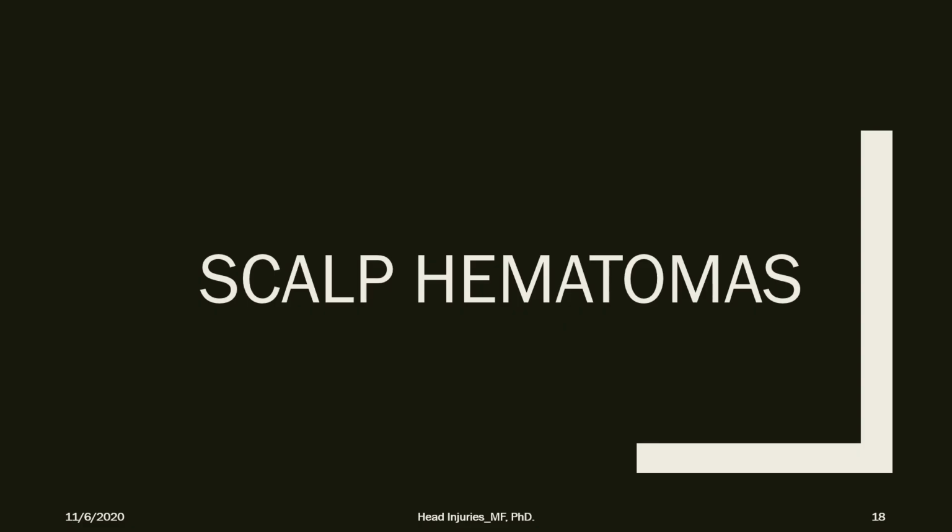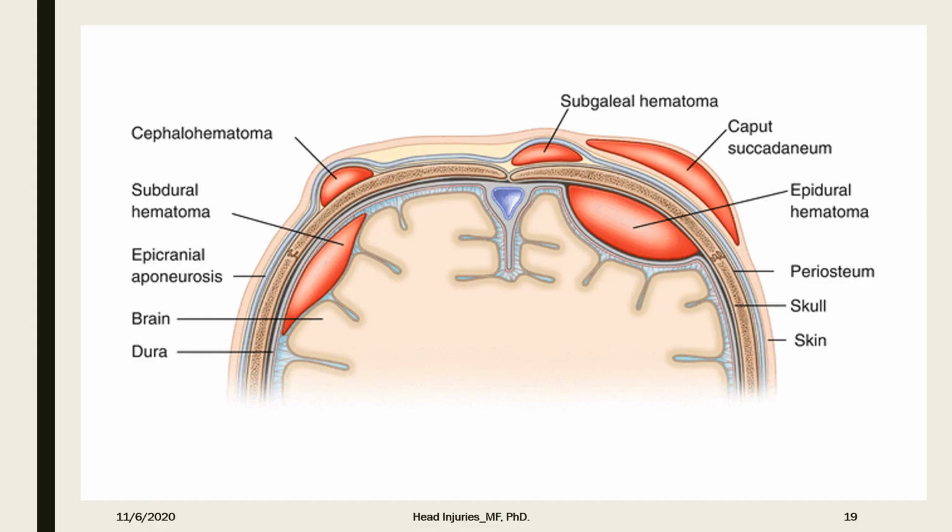Now we will be discussing different types of scalp hematoma. Sometimes the injury is so severe that it causes a collection of blood under the scalp. This illustration shows the different locations of different types of scalp hematomas that we will be discussing now in this table.